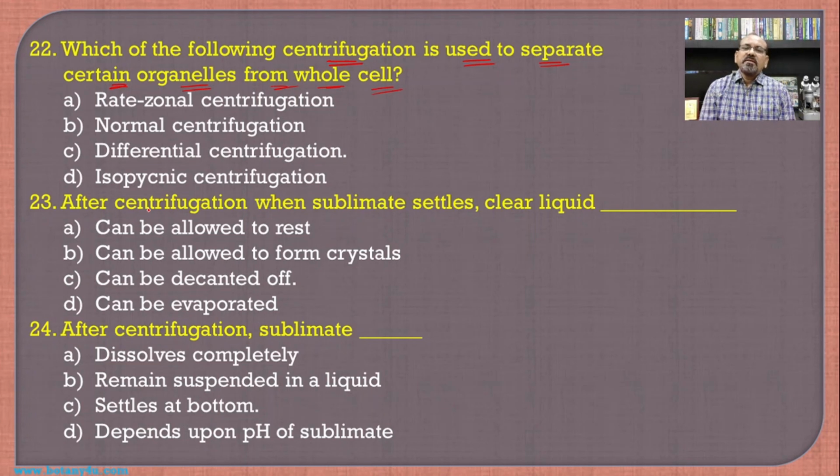Then which of the following centrifugation is used to separate certain organelles from the whole cell? If you see the different cell organelles, they have different density or size, and hence such types of particles are separated in the centrifuge with the help of differential centrifugation.